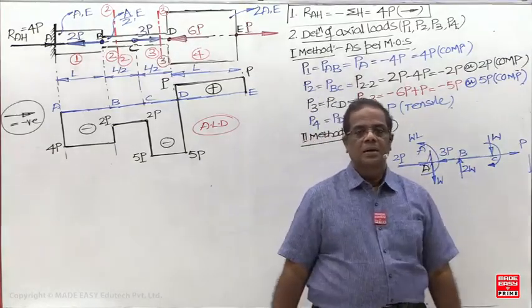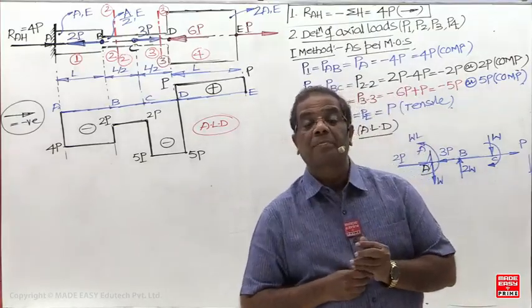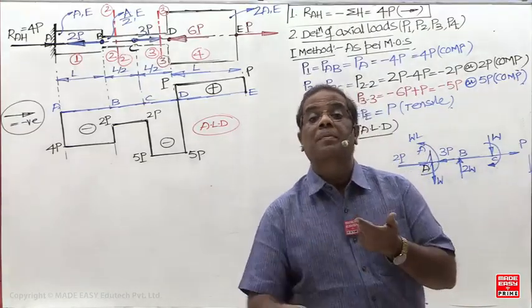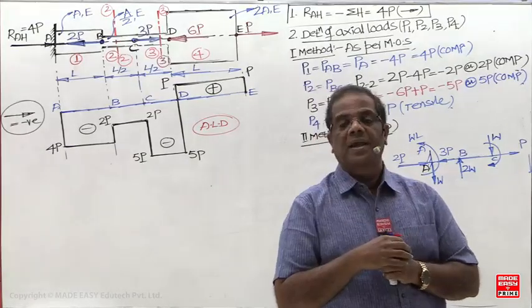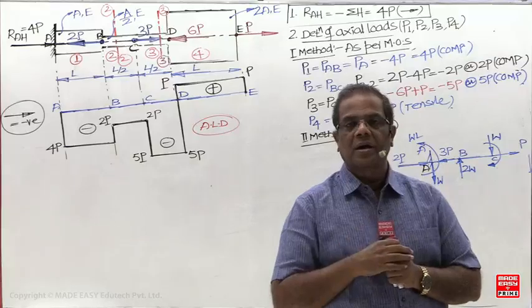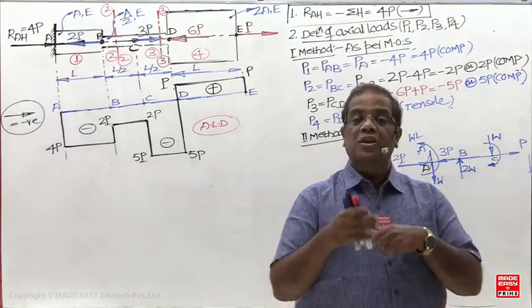Next. The height of the vertical line in BMD equals the magnitude of the bending couple or constant moment. The height of vertical lines in BMD. They are all very important. Sometimes direct questions also come in objective examinations, and they are used to cross check.